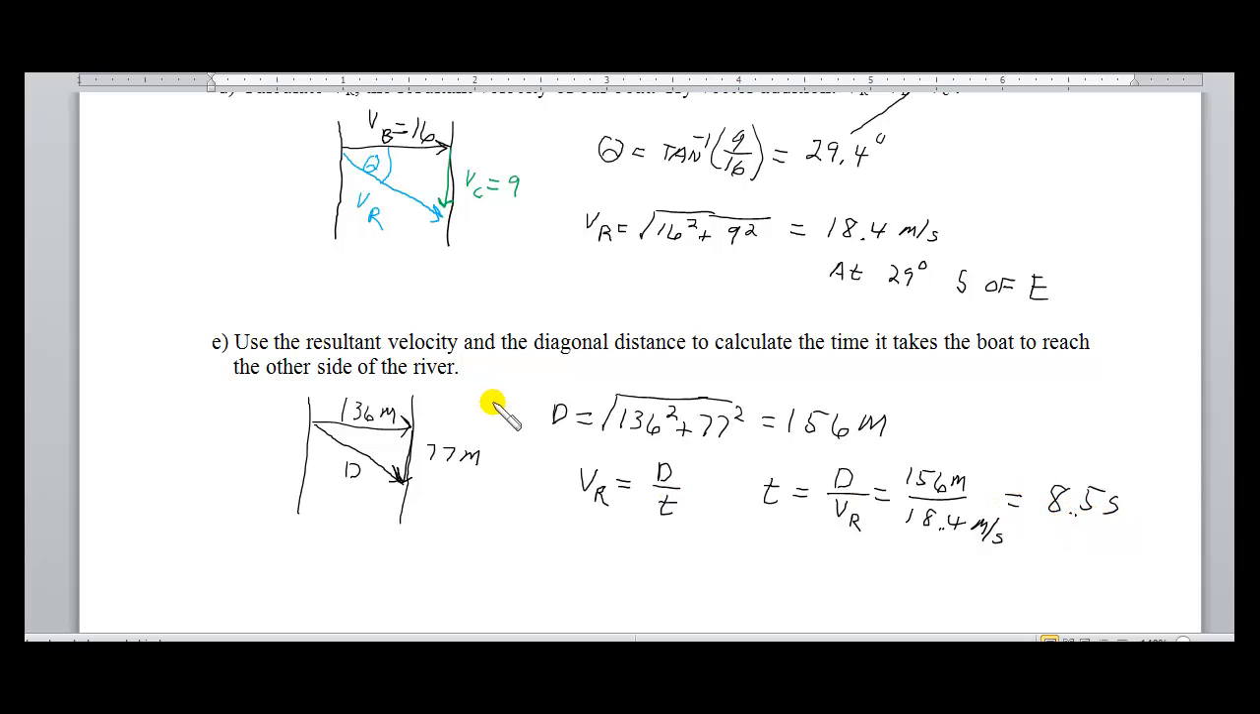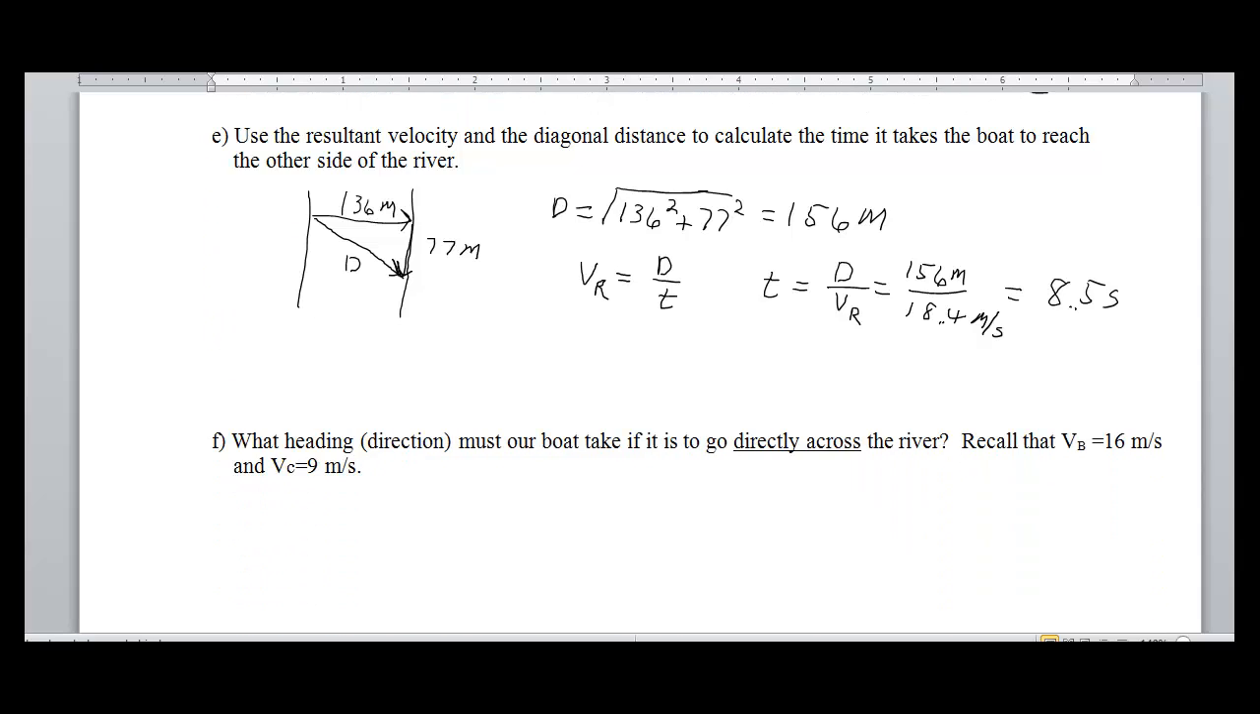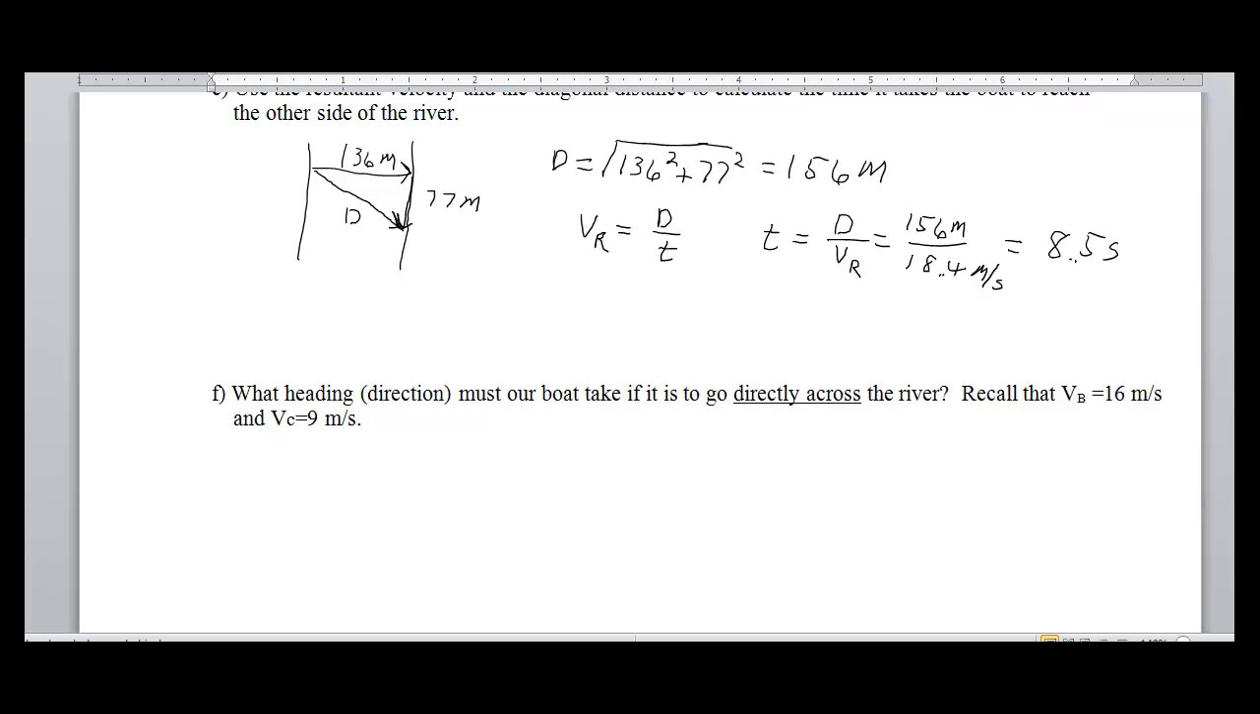So we see that, yes, if there was no current, we could go directly across the river using the velocity of the boat of 16 meters per second, and it takes 8.5 seconds. But if there's a current, then we have a longer distance to travel, but then again, the resultant velocity is greater, and the ratio comes out to be that same time of 8.5 seconds. Now let's go on to one final question, and then we will leave this river.